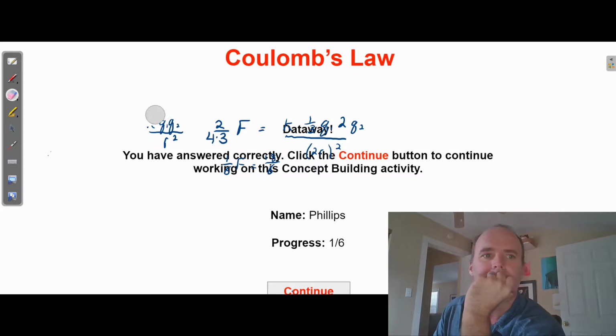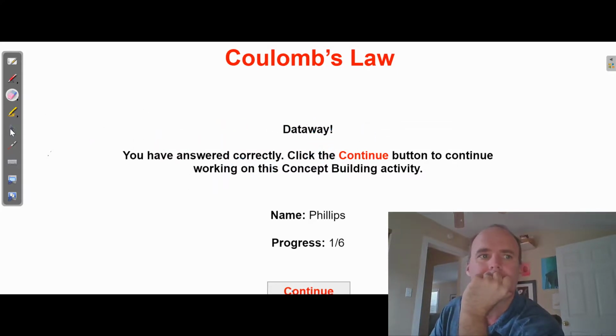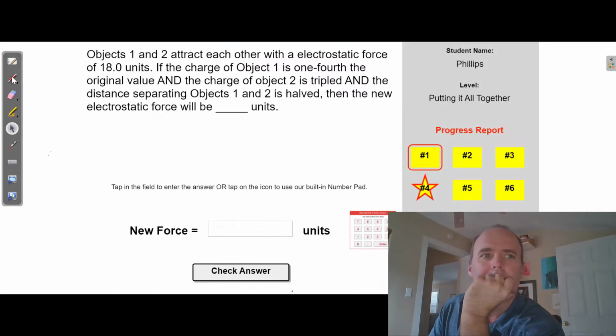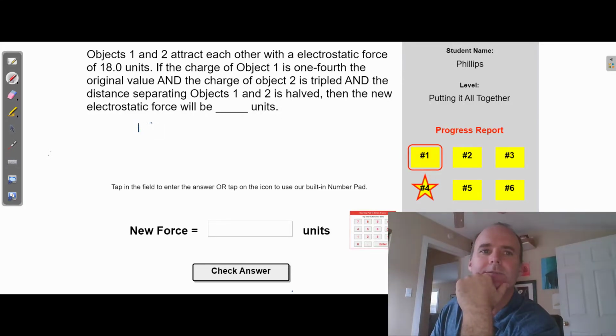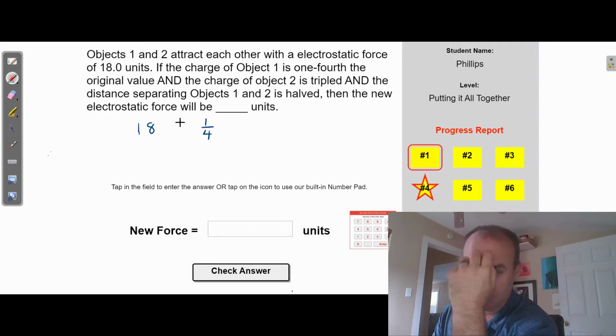All right, let's do one more. These are hard. Okay, object 1 and 2 attract each other with 18 units. So let's try just using numbers here. Maybe this will help you set it up. So we got 18. Object 1 is 1/4 the original value. So on this side we have a 1/4, and charge 2 is tripled, so times 3, and the distance separated is half. So I'm going to put 1/2 squared here.